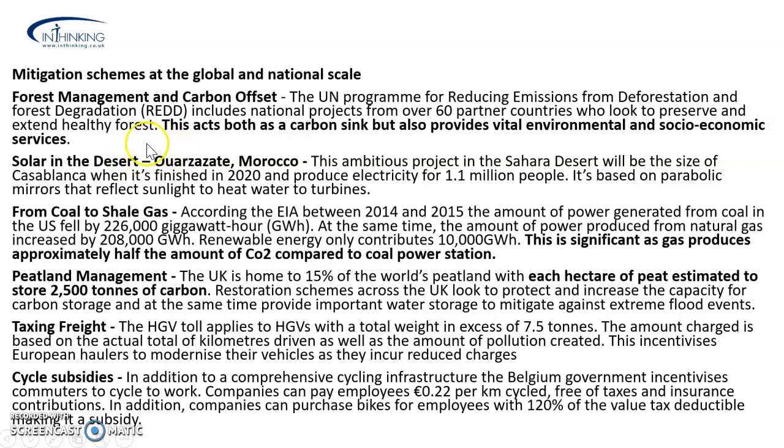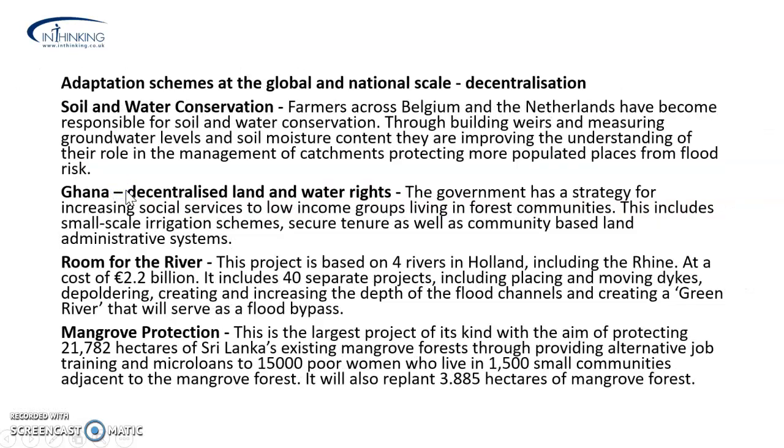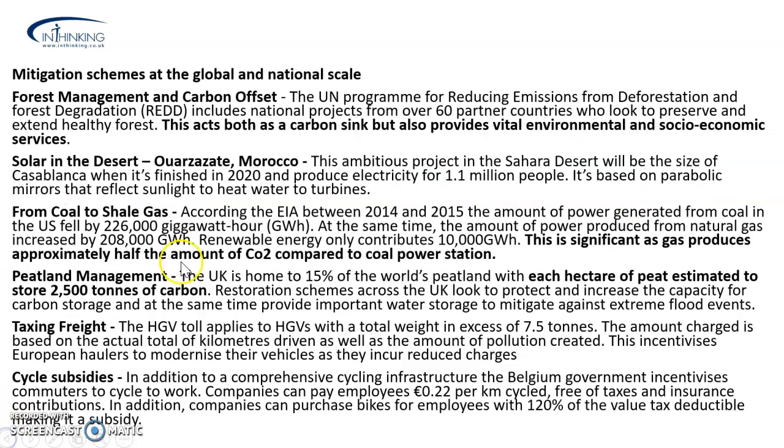So the socio-economic services, how do we integrate local people into these projects? So another example here, we look at a national example then. We've got the solar panel project in the Sahara Desert. This is in Ouarzazate in Morocco. Now this will be finished in 2020 and will produce electricity for 1.1 million people.